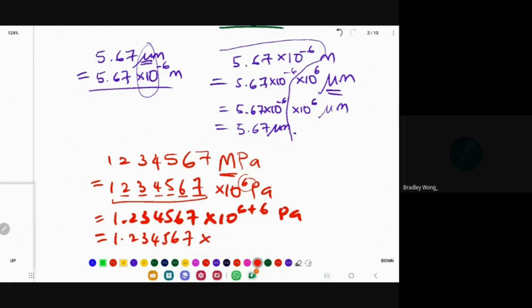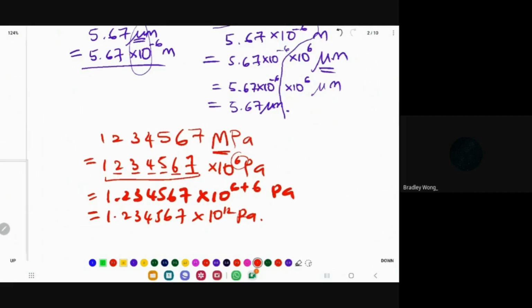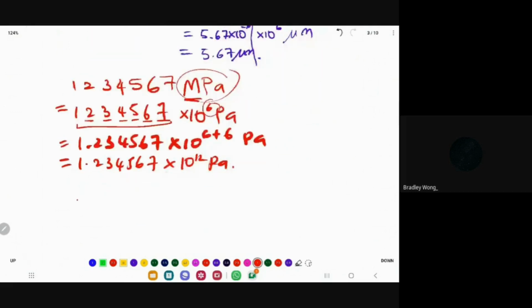So let's say it's -6, then you write -6 also. What do you mean -6? Let's say this is 1, 2, 3, 4, 5, 6, 7 micropascal. Micro is 10 to the power of -6. And the rest is copy down.